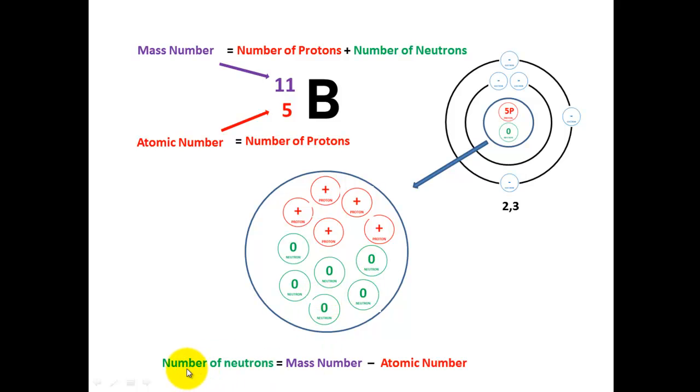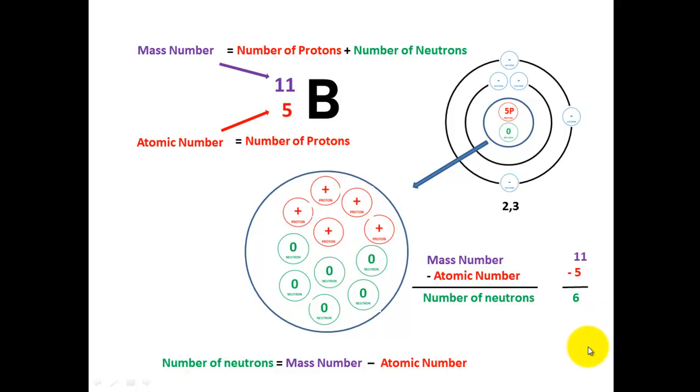Or we can work it out. The number of neutrons equals the mass number minus the atomic number. So the mass number, 11, minus the atomic number, 5, is 6. Mass number minus atomic number equals your number of neutrons. 11 minus 5 equals 6. So you can now draw any of the elements up to calcium, which is number 20.